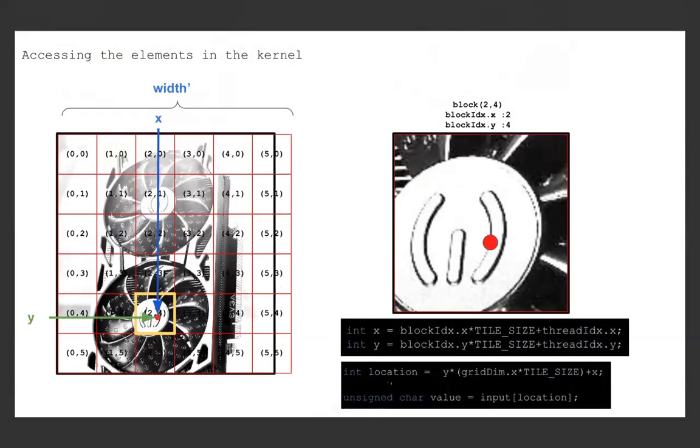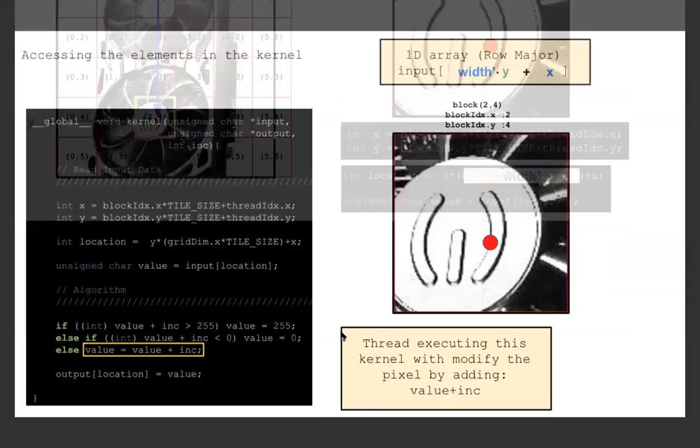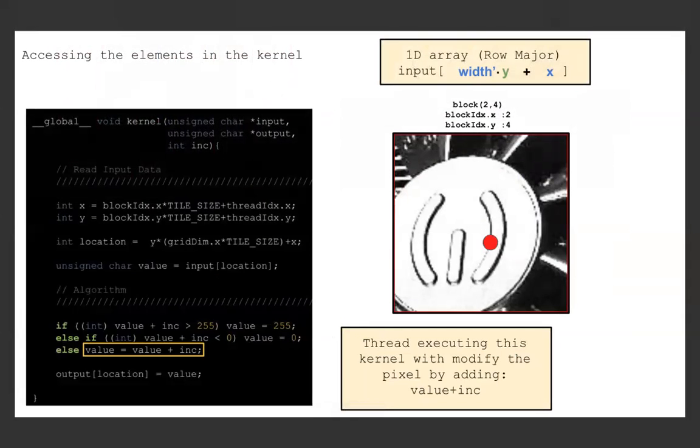Once we have that, that is what we call the location. Then we access that location and store it in a variable called value, which basically takes the value at this 2 and 4 location here. Now once we have access, we go back to our algorithm, which we already covered. Based on what the condition is, you would be doing either of these 3 operations and then storing it in the output.